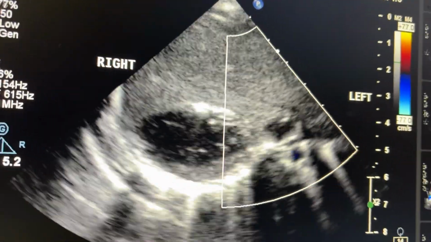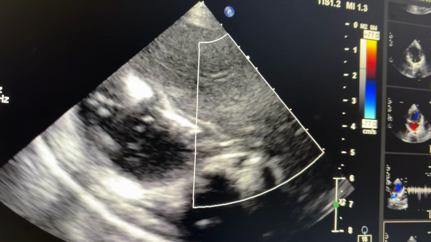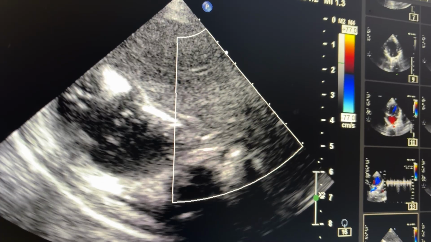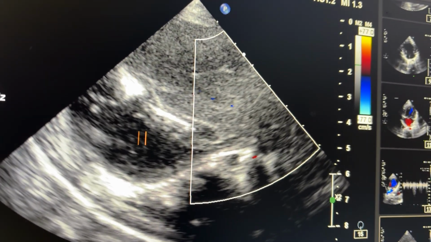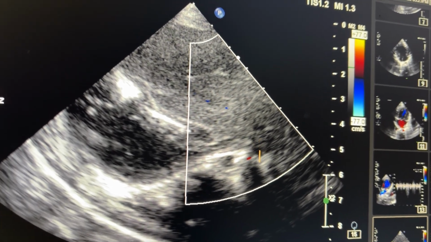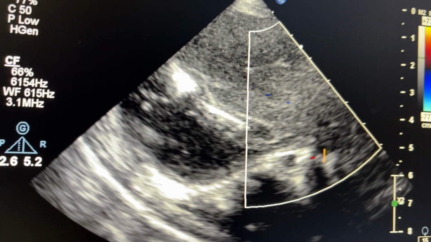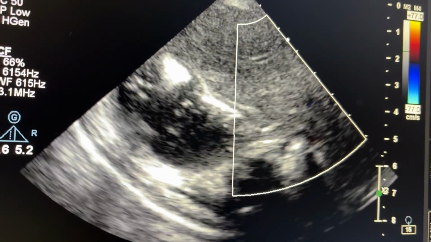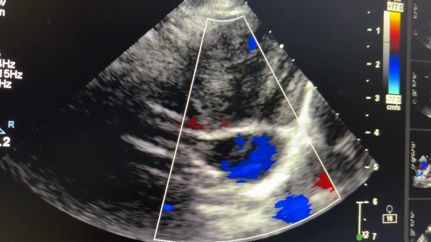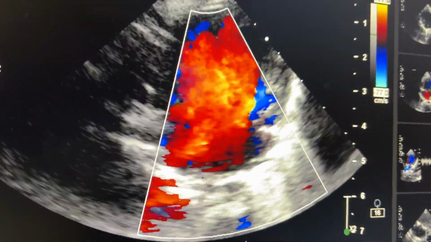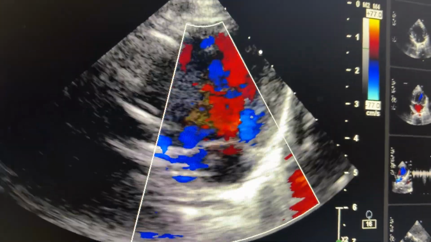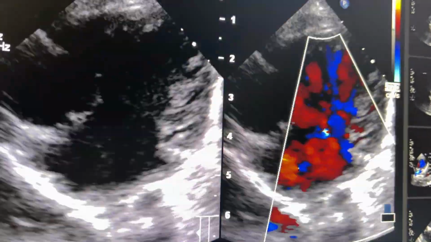Now the next image, again the same thing. This portion is the stomach, this is the liver, this is the abdominal aorta. Next image. Now you see this is an apical 4-chamber view, the color Doppler view. Now the next image.